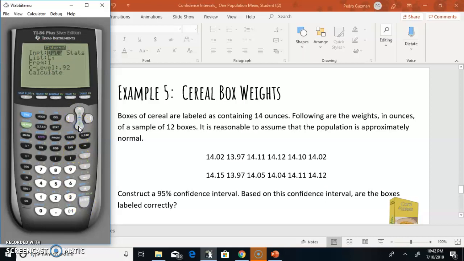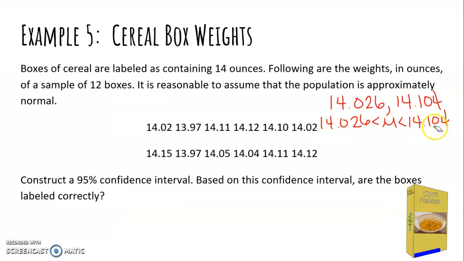It's going to ask which list your data is in. So tell it which list. Mine is in L1. Frequency should stay 1. The only thing you need to change, other than your list if need be, is your confidence level. So 0.95, calculate, and I get 14.026 to 14.104. So we've written it out here. If you wrote a sentence, you'd say we are 95% confident that the true mean weight of the cereal boxes is between 14.026 and 14.104 ounces.